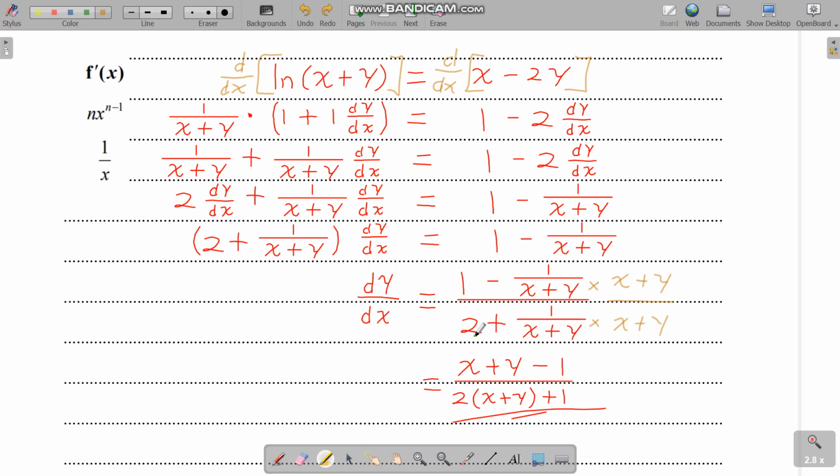And when we multiply 2 times (x + y), we get 2 times (x + y), and when we multiply this, we cancel out, we have only 1. And this is actually the form we need to prove.